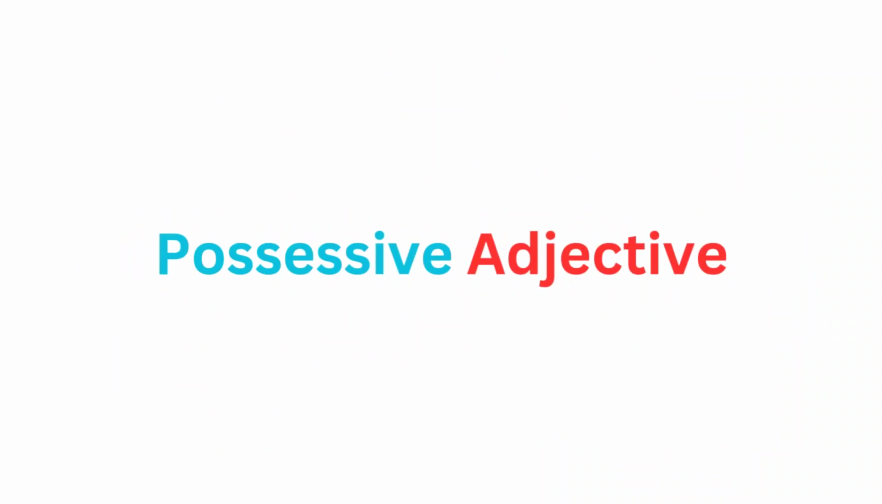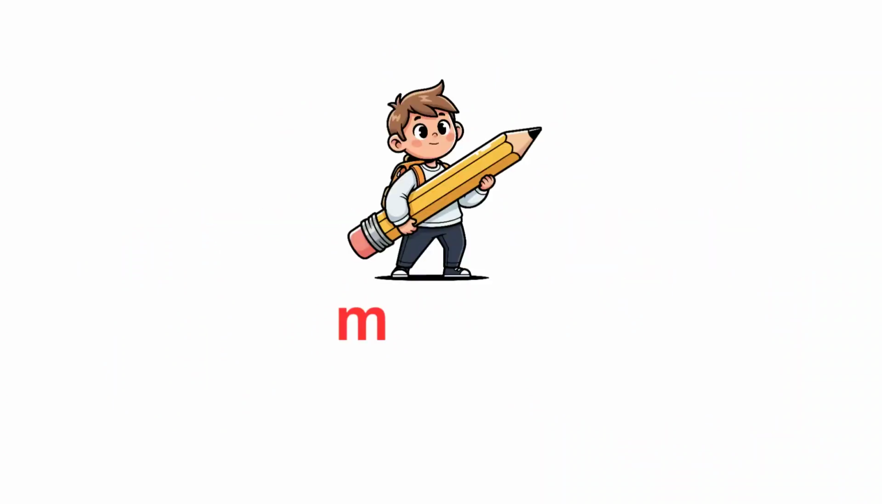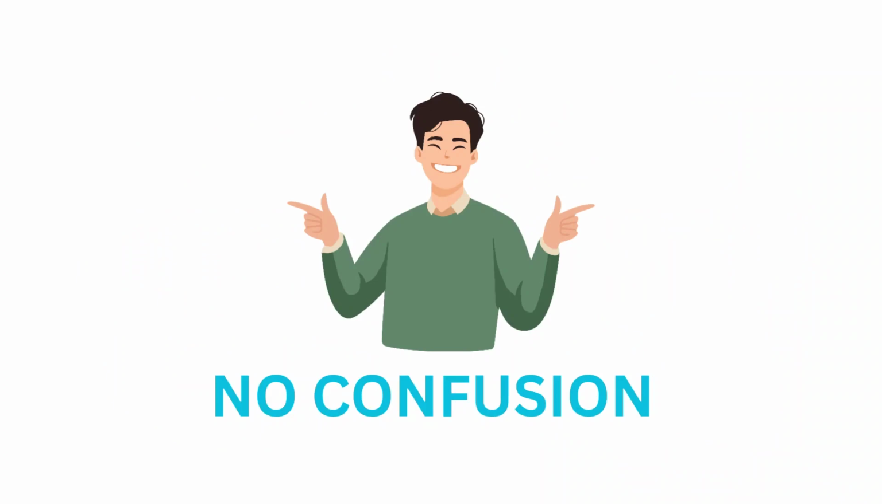Finally, possessive adjectives. These show ownership. For example, my pen. So, I hope you have a clear understanding of adjectives now.